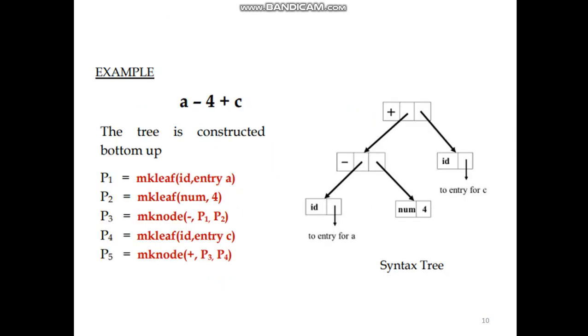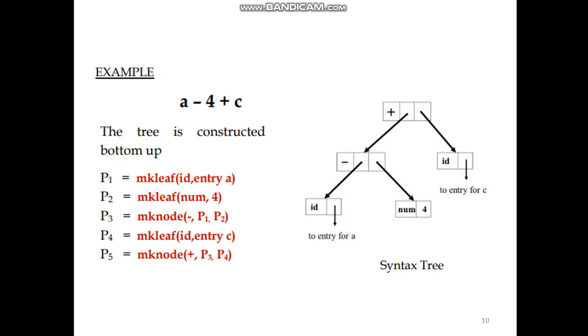So consider an example: the expression a minus 4 plus c. Here I am showing the different steps, the different functions used for the construction of the syntax tree. First of all, for the leaf node a, we have to call the function make leaf id comma entry a.